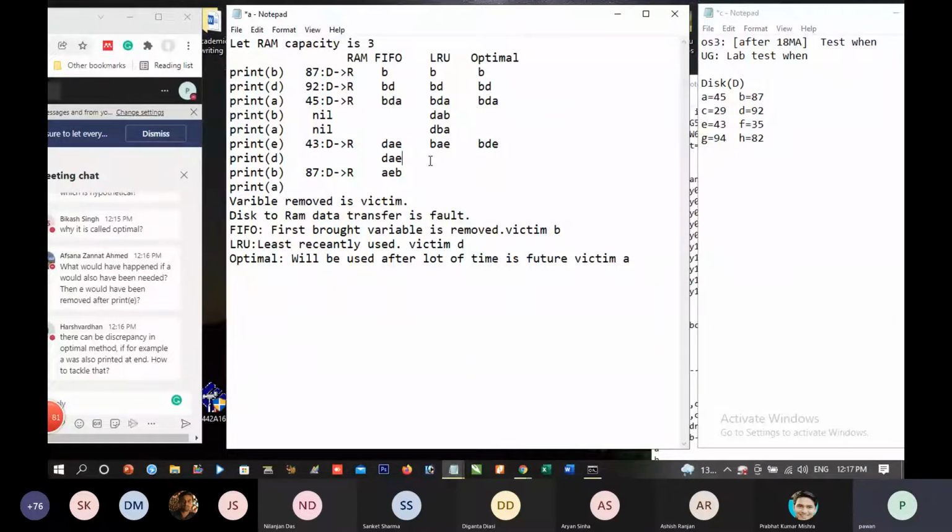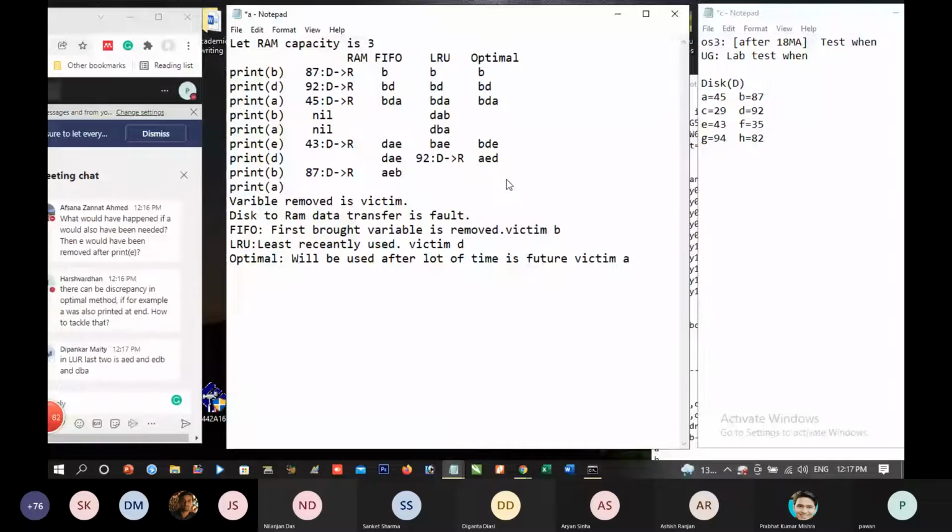In case of LRU, fault will take place here itself because we need D. So D will be removed and it will be AED. And fault has indeed taken place here. We need to bring the value of D, which is 92, from disk to RAM. We have to bring. Is it correct?